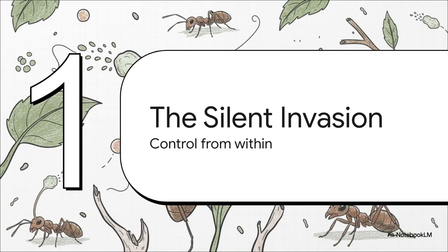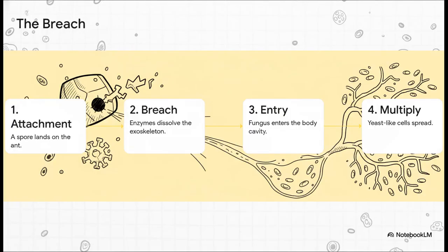So, where does this all start? Well, it begins with a single microscopic spore that lands on an ant just going about its day. And this is the beginning of a silent internal takeover. That spore, it doesn't just sit there. It gets to work, releasing this powerful enzymatic cocktail, a mix of things like chitinases and proteases that literally dissolves a hole right through the ant's tough exoskeleton.